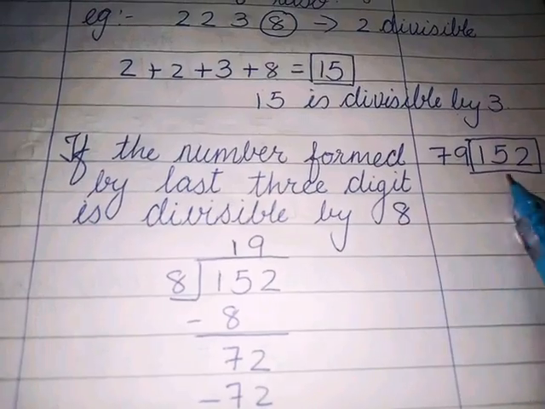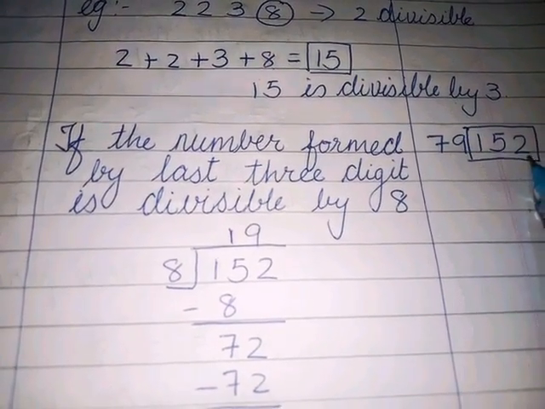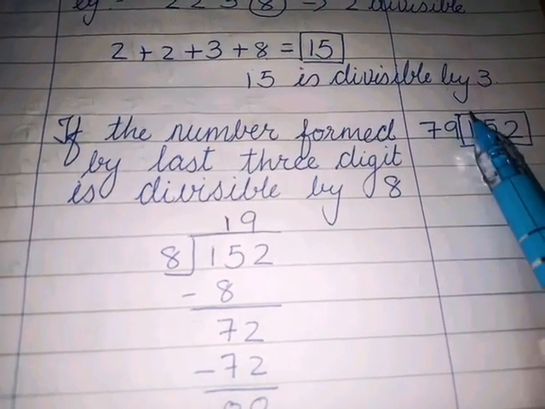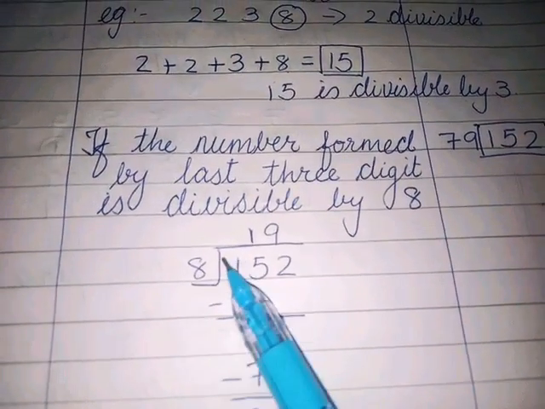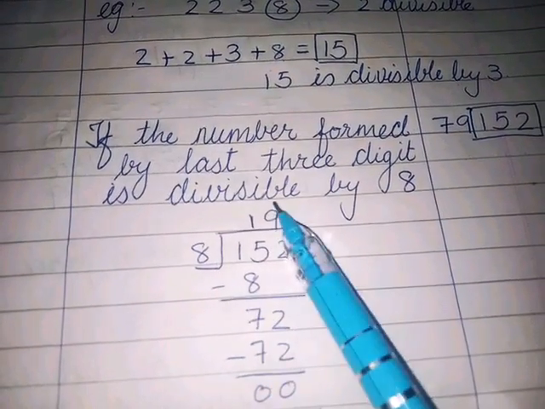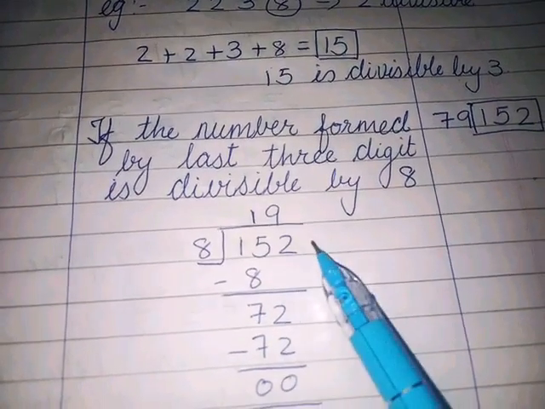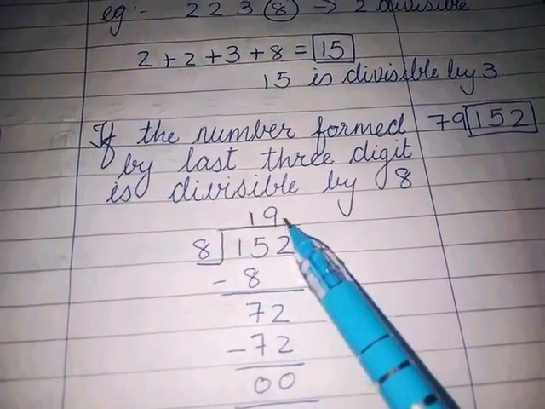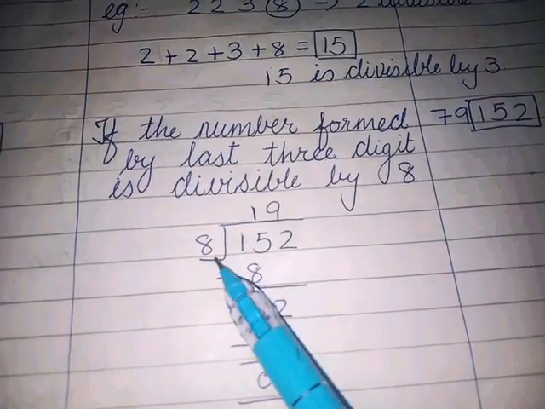This is a big number, right? So from the right hand side, just take the first 3 digits. What do you need to take? Take the last 3 digits, that is 1, 5 and 2, and just divide by 8. If you divide by 8, 8 ones are 8. 15 minus 8, what will become? 7. And bring down 2. 8 nines are 72. The answer is, we can say that 152 is divisible by 8.